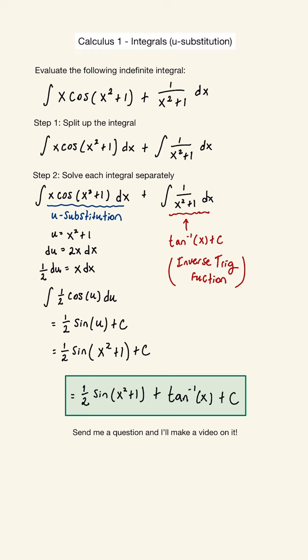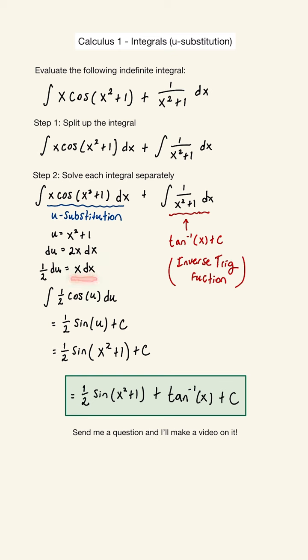For the first integral, we can see that we have a term x multiplied by another term, cosine of x squared plus 1. And so we know that this is probably a good candidate for u-substitution. We're going to go ahead and use u-substitution where our u is going to be x squared plus 1. Our du will be equal to 2x dx. And then we can simplify this where we'll have 1/2 du is equal to x dx.